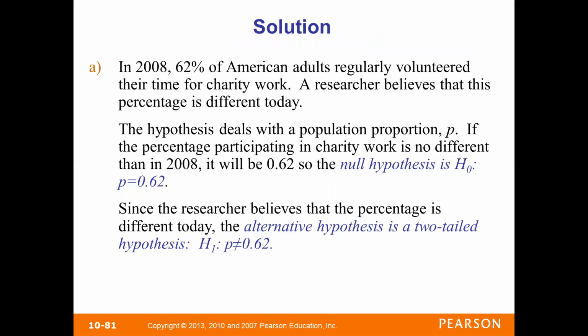the null hypothesis for our percent of those who volunteer is that the population proportion is 62%. The alternative, because we think that the average is different today, is that the proportion is not 62%. We did not indicate if we thought that proportion went up or down, so we just use a not equal.